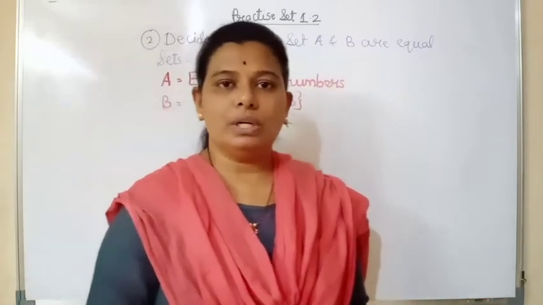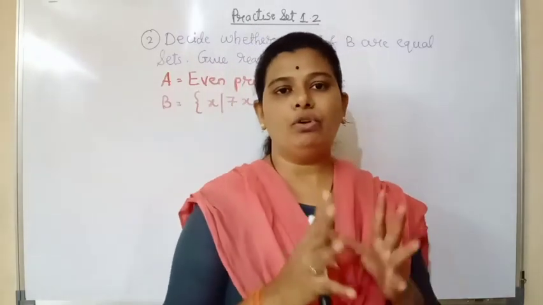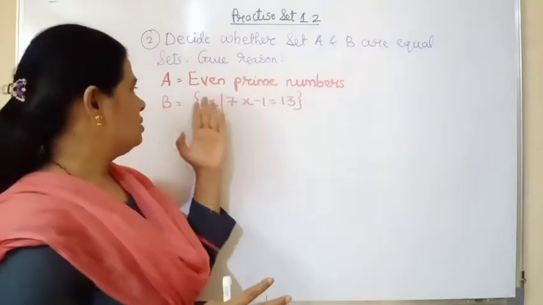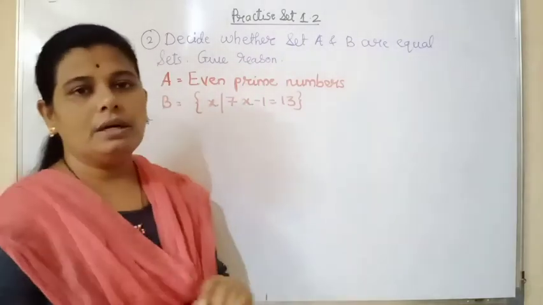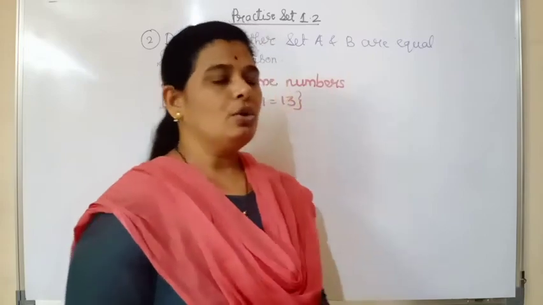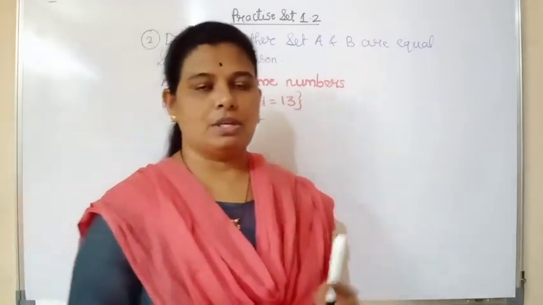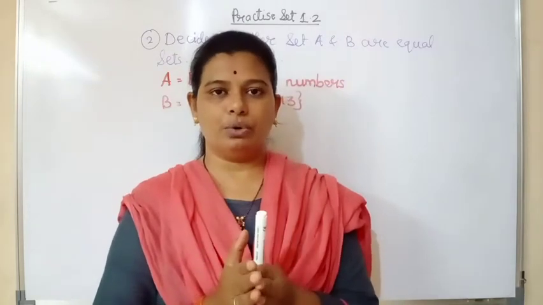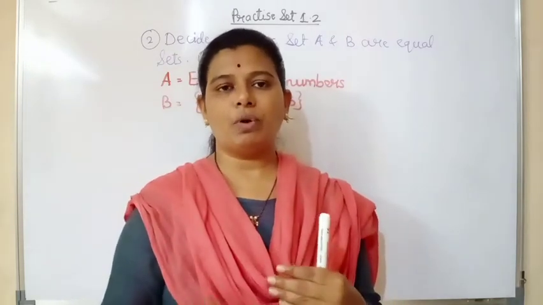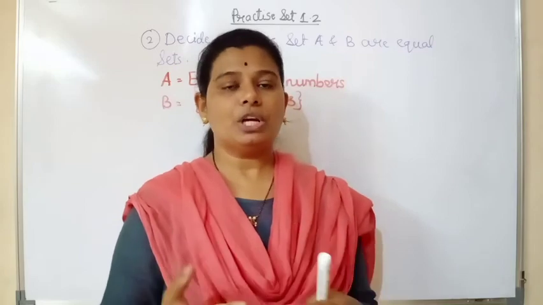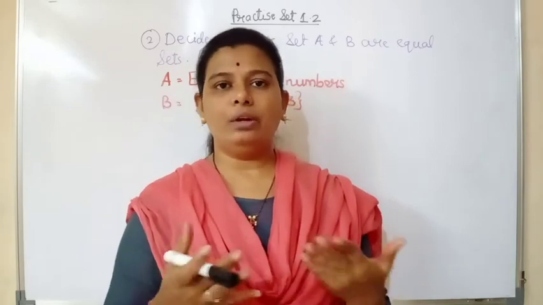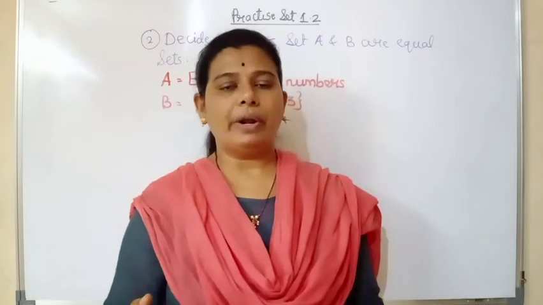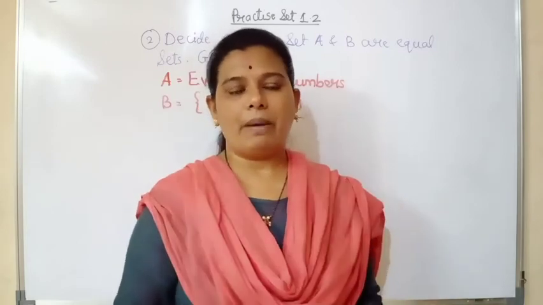Now we will go through the sets which are given to us and form the proper sets A and B. See now, the set A is the even prime numbers. First of all, we'll just see the prime numbers. The prime numbers are 2, 3, 5, 7, 11, 13, 17, 19, 23, 29, these are the prime numbers.